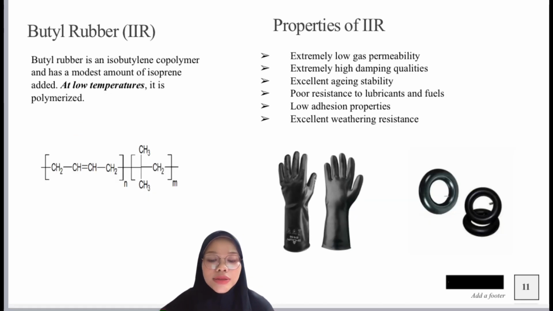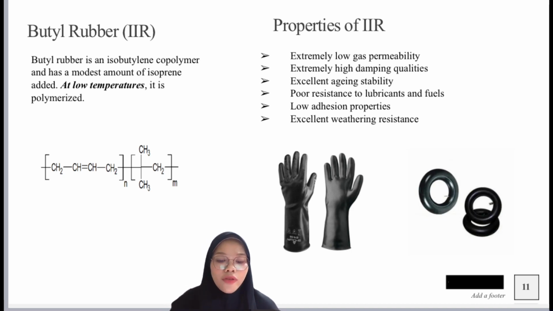For the butyl rubber, IIR, we know that it's an isobutylene copolymer and has a modest amount of isoprene added. At low temperature, it is polymerized. So we can see this is the structure of butyl rubber. For the properties of IIR, we know that IIR has extremely low gas permeability, extremely high damping qualities, excellent aging stability, poor resistance to lubricants and fuels, low adhesion properties, and excellent weather resistance.